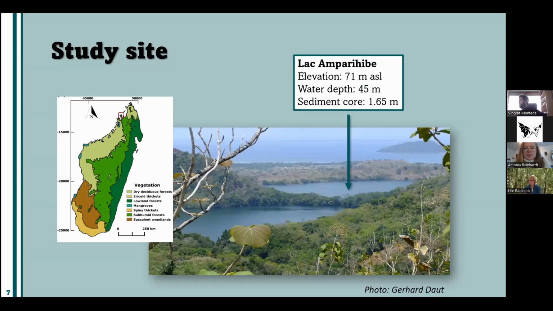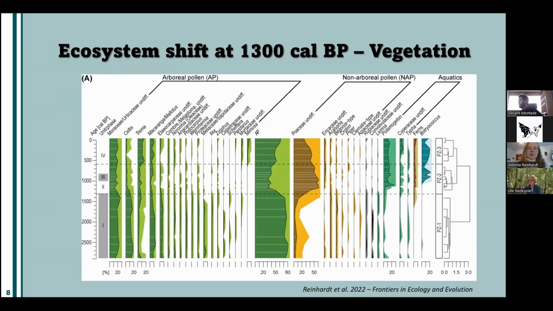Now I would like to talk a little bit about the results of our study. Our main result was that we have quite a huge ecosystem shift at 1,300 years before present. This you can see in our vegetation diagram here. Here on the left-hand side, marked in green, we have all arboreal pollen found in our samples. And you can see here from 2,500 to 1,300, we have a large amount of arboreal pollen in our samples. It's always between 70 and 80%. And this is what we would expect for a natural biome of subhumid forest.